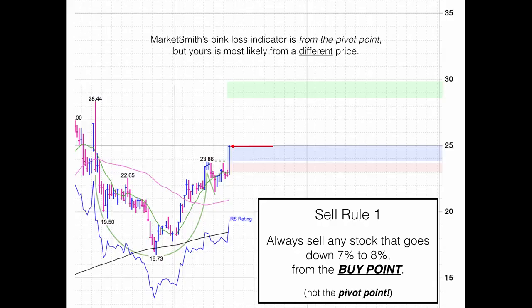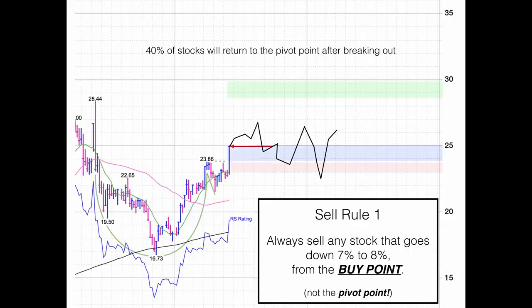So let's say the stock does this. IBD says 40% of stocks will return to the pivot point after breaking out. If you didn't buy it till up there where the red arrow is, and this returns to the pivot point and then a little bit, you're taking that loss. And a lot of stocks are going to do this.